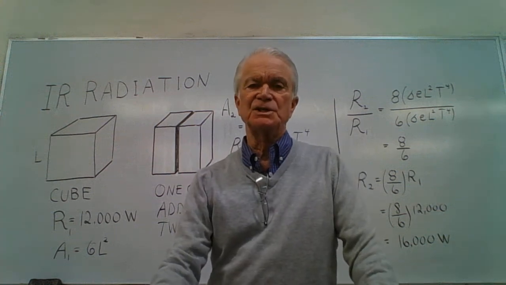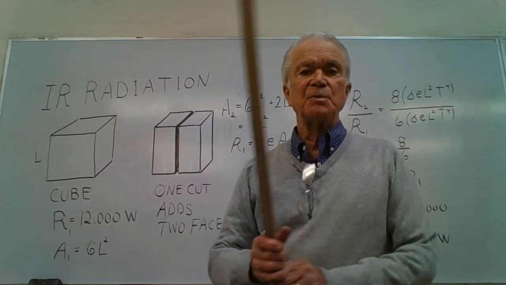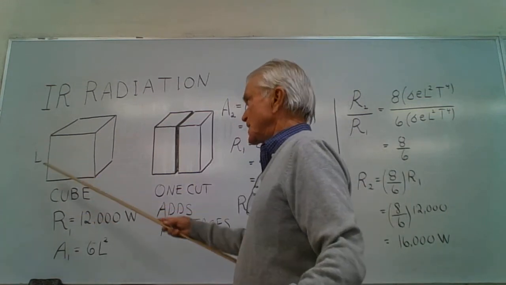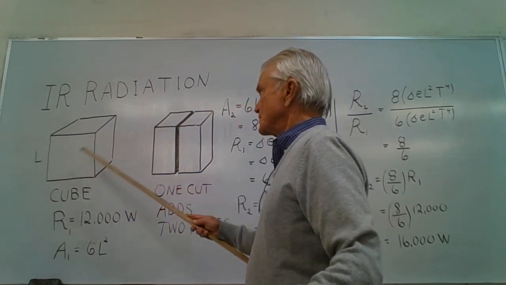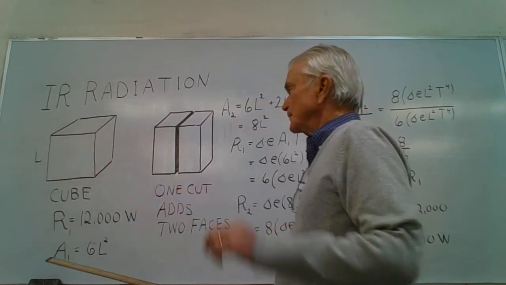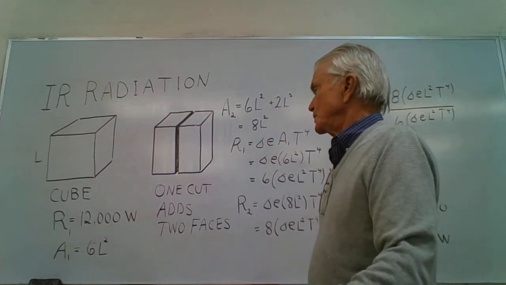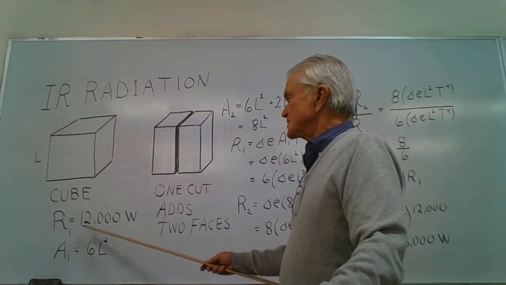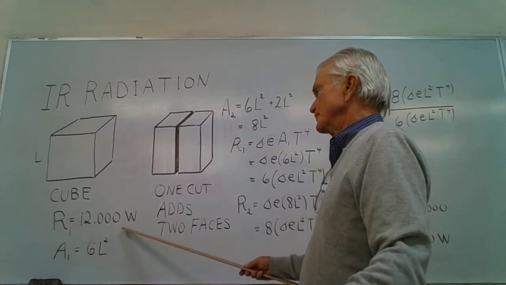The continuation of infrared radiation from objects. Sample problem. We have a block, it's a cube of side length L. It has 6 faces: top, bottom, right, left, front, and back. We don't specify its temperature. We don't even specify its area. But we do specify that its rate at which it's emitting radiation is 12,000 watts.